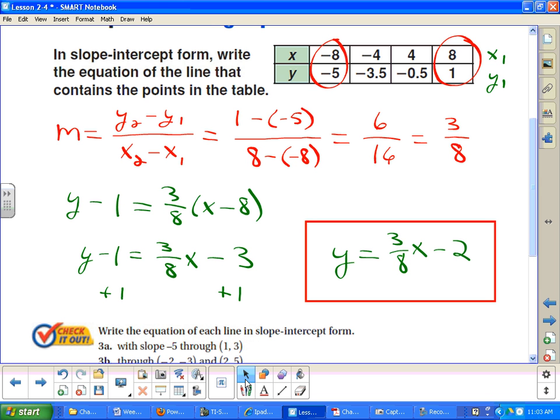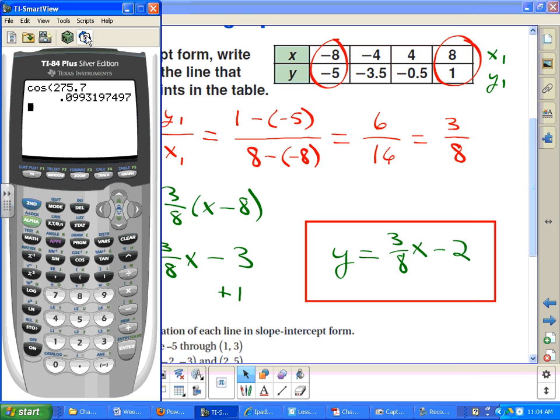Now, is there a way I could check to make sure that that's correct? I could pick any other point, put them in for x and y, and check to see if they're correct. Or, if you do have your calculator with you, you could put the equation of the line in your y equals. So y equals 3/8 x minus 2.